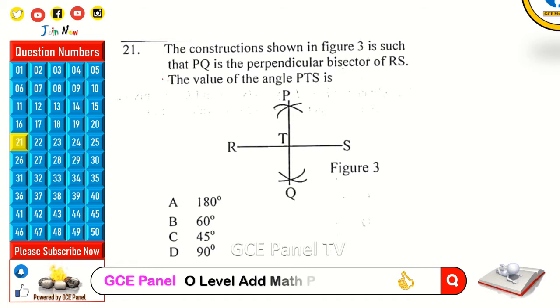Question 21. The construction shown in figure 3 is such that PQ is the perpendicular bisector of RS. The value of the angle PTS, this angle is 90 degrees now, because whenever a line bisects another perpendicularly, the angle formed is 90 degrees. So this angle is 90 degrees. Question 22.